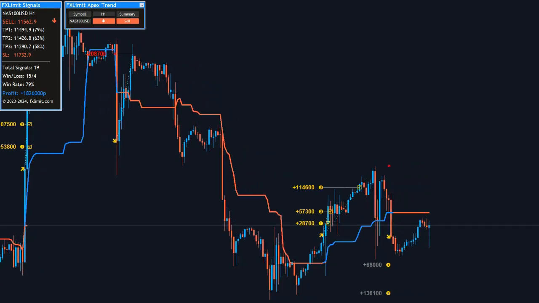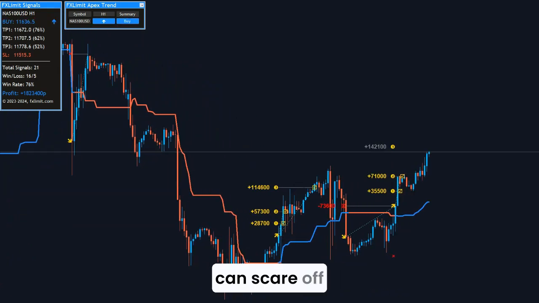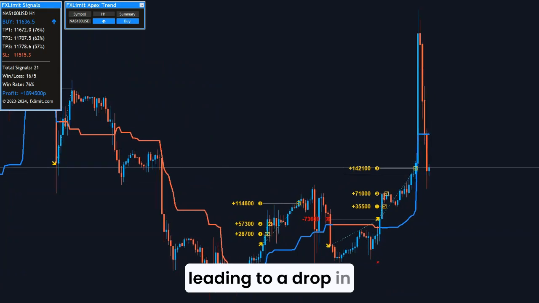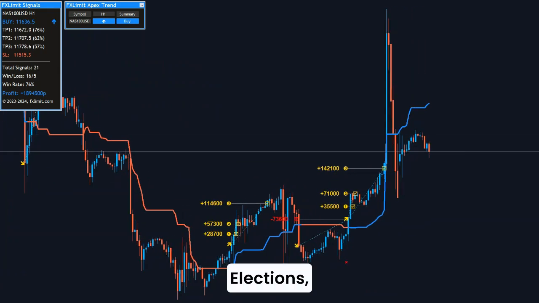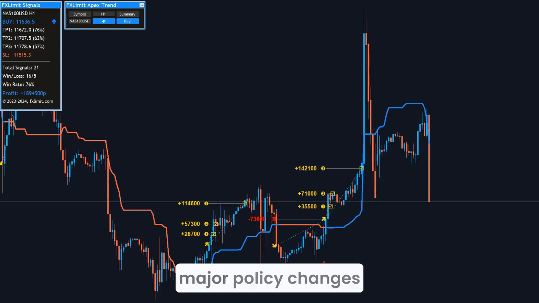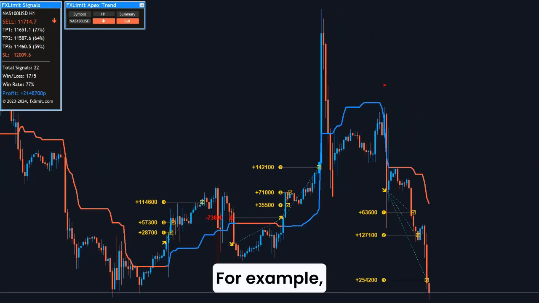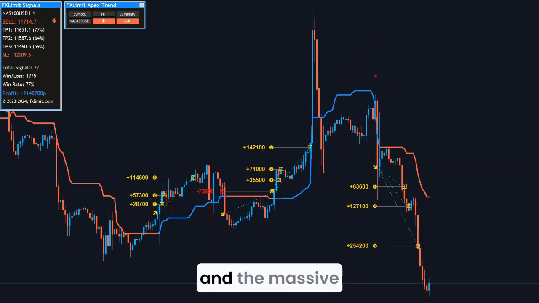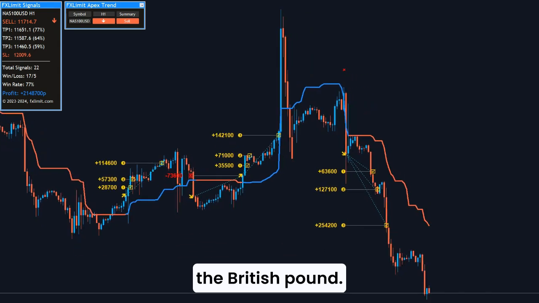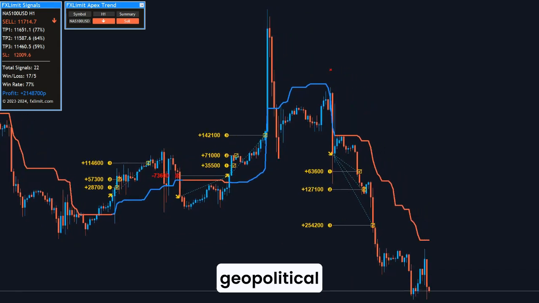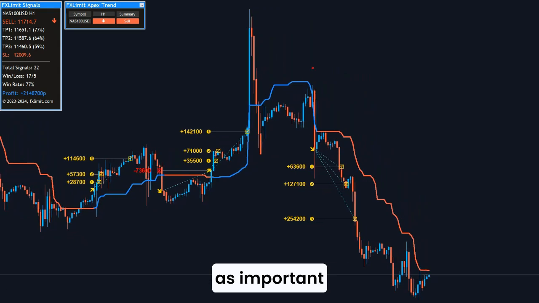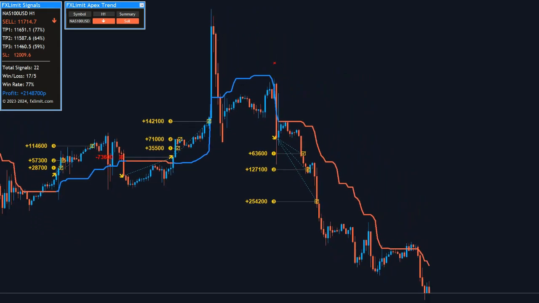Number 3. Political stability. Political uncertainty can scare off investors, leading to a drop in currency value. Elections, referendums, or even major policy changes can have an immediate impact. For example, think back to Brexit and the massive volatility in the British pound. Keeping an eye on geopolitical headlines is just as important as tracking charts.